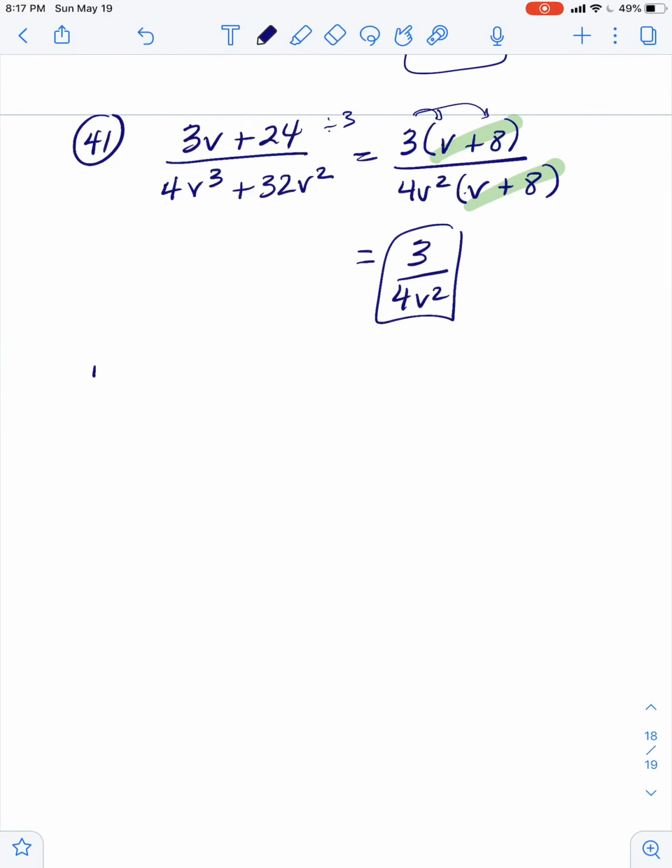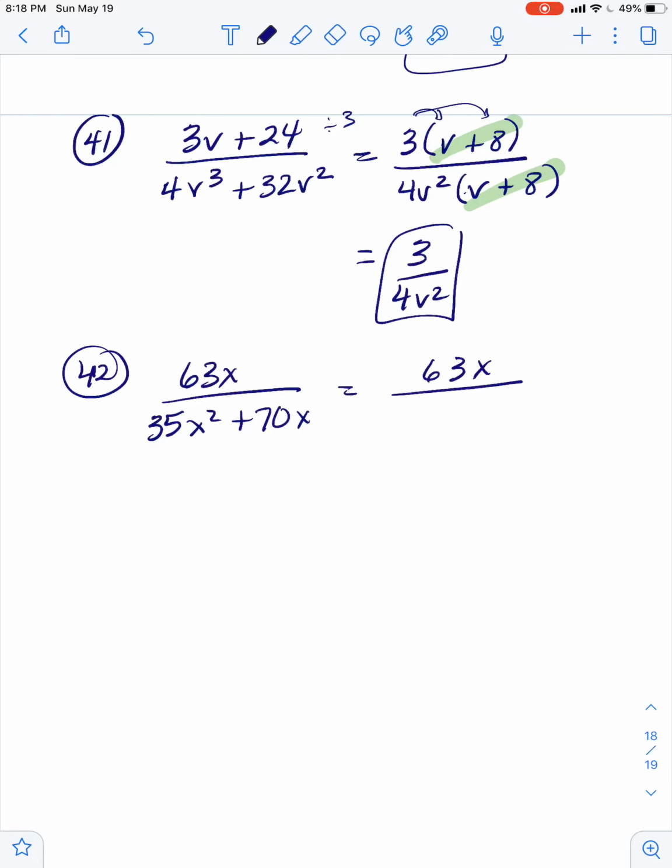42. 63x over 35x squared plus 70x. Of course, 63x I can't do anything with. 35 and 70, I can take out a 35. I can also take out an x. So that would just give me an x plus 2. So canceling, I've got an x, I can cancel an x.